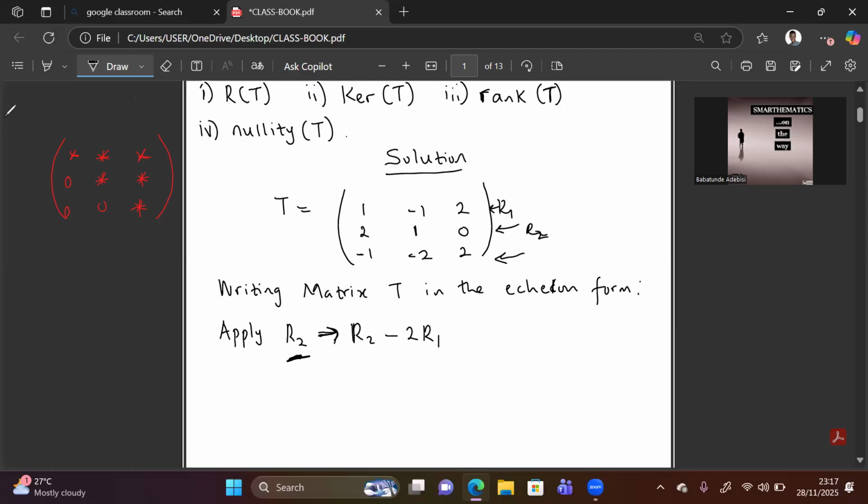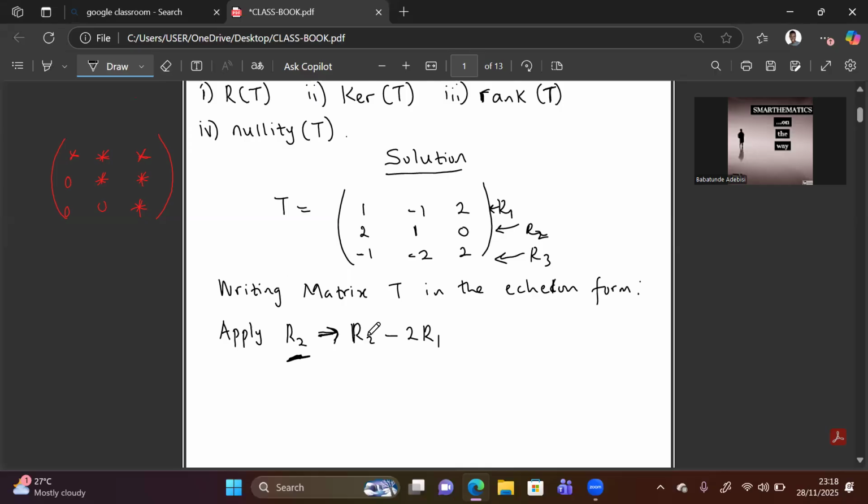And this is R3. So what I'm doing is that I want to change my R2. But how do I want to change it? I want to change it by multiplying R1 by 2. Then I will take it away from whatever R2 is. So whatever I'm having is my new R2. That is the meaning. So let's do that together.